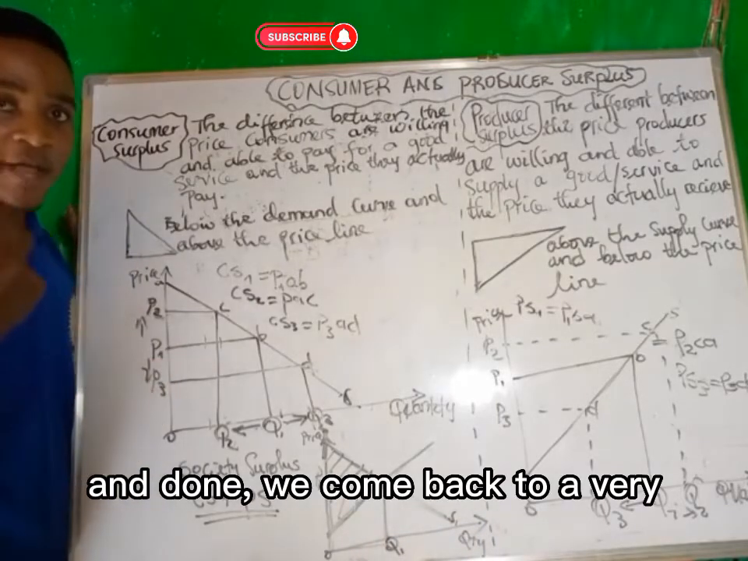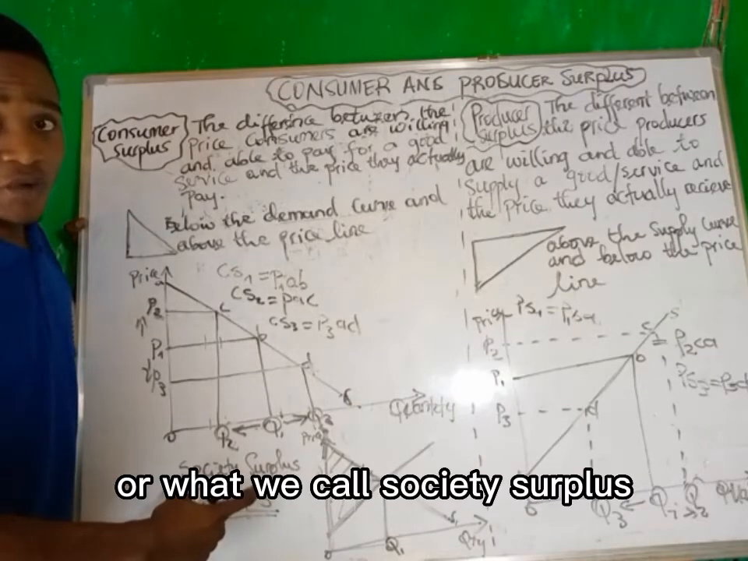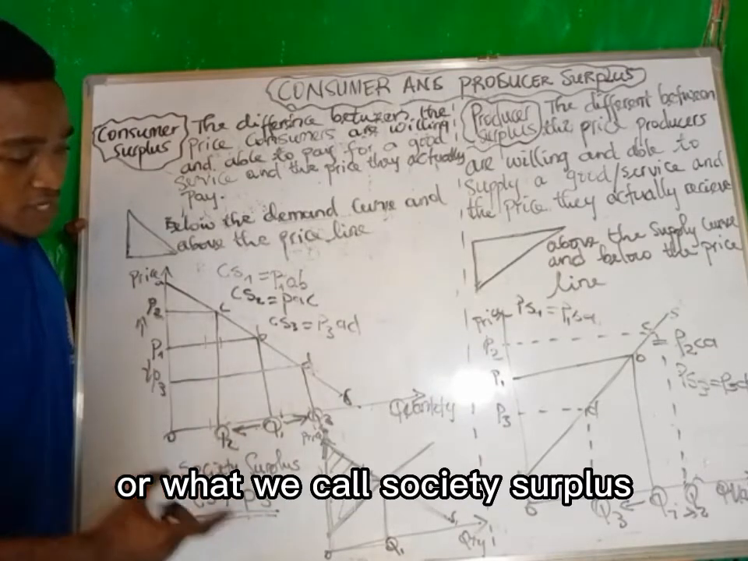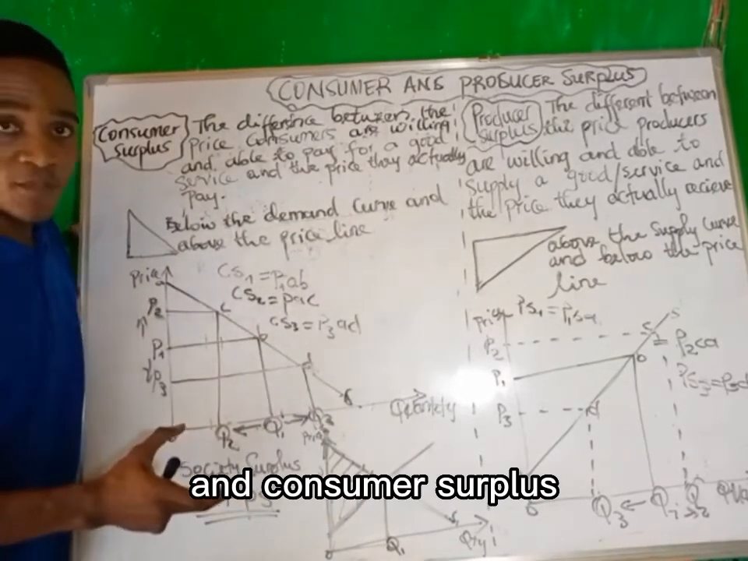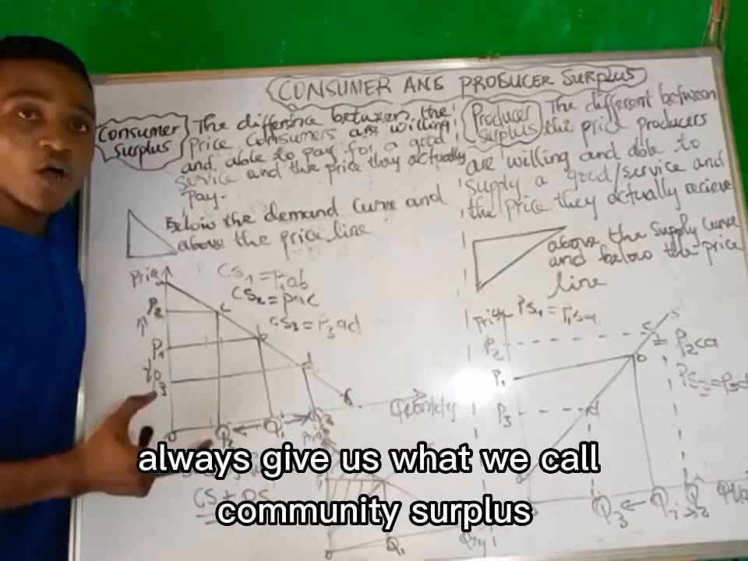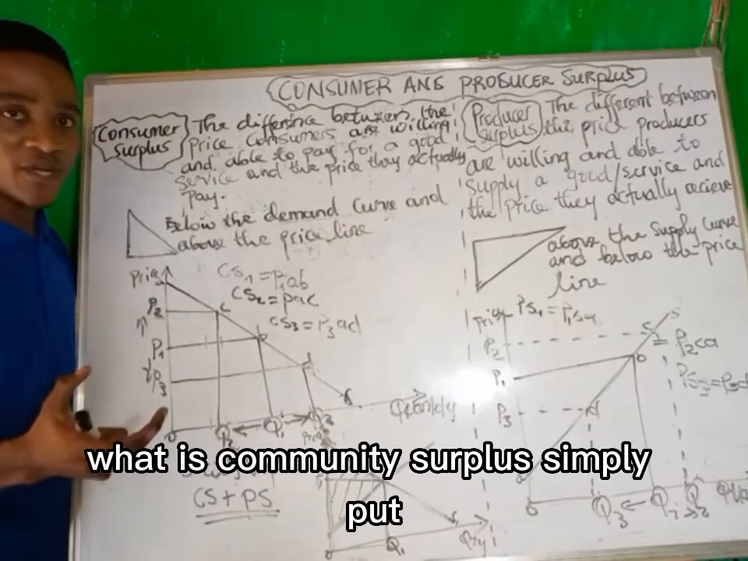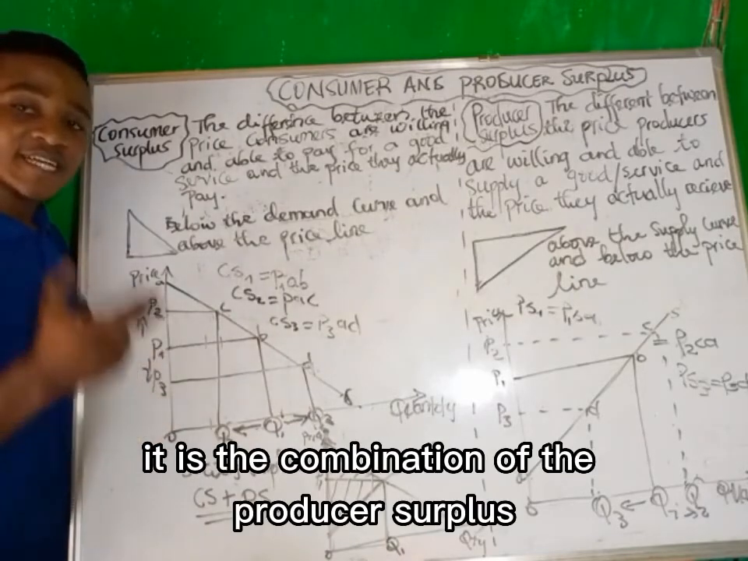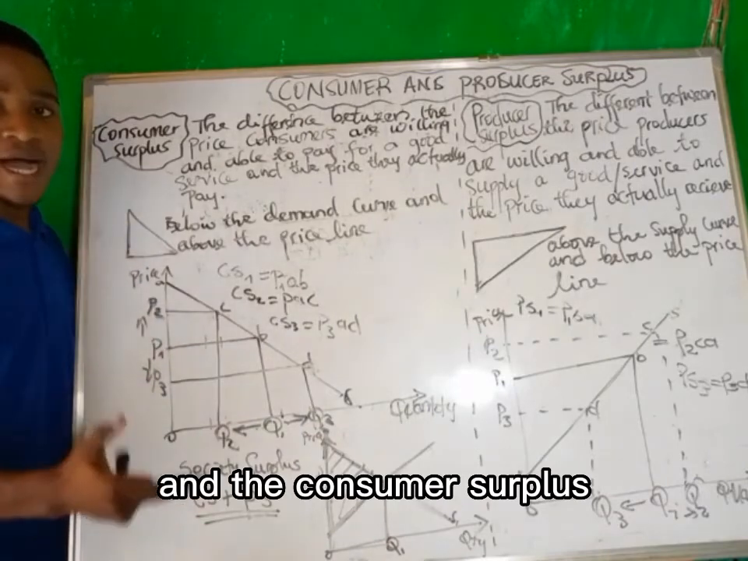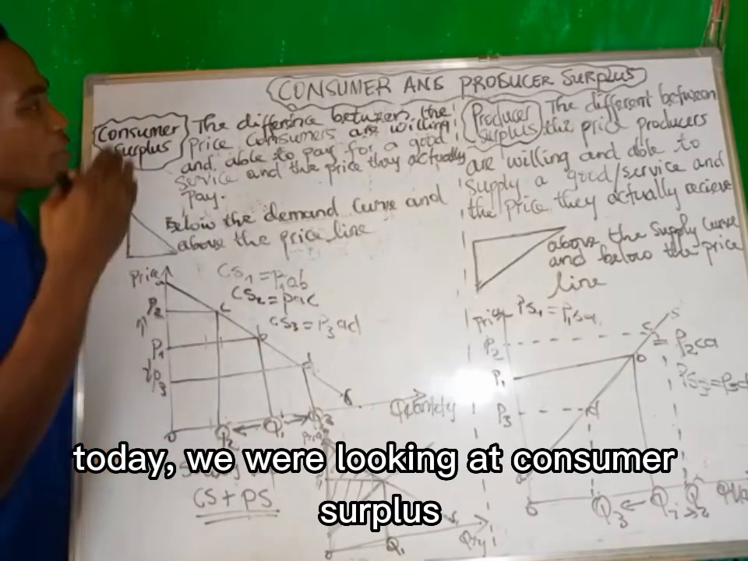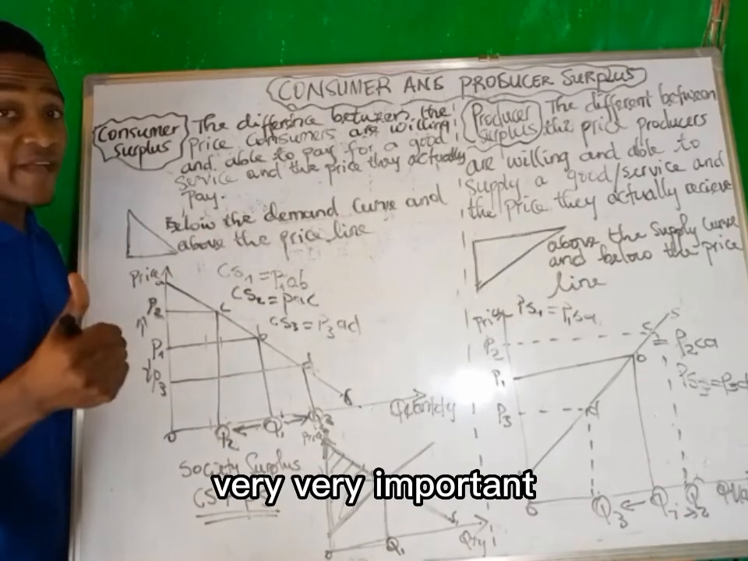We come back to a very, very important concept known as community surplus, or what we call society surplus. The combination of producer surplus and consumer surplus always gives us what we call community surplus. So if you are asked what community surplus is, simply put, it is the combination of the producer surplus and the consumer surplus. So today we were looking at consumer surplus and producer surplus. Very, very important.